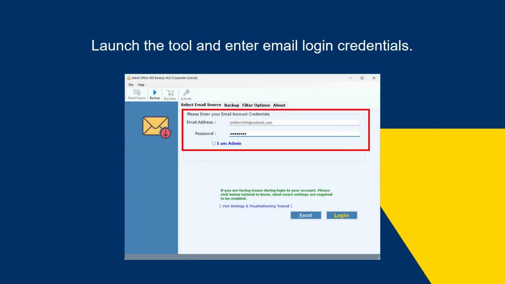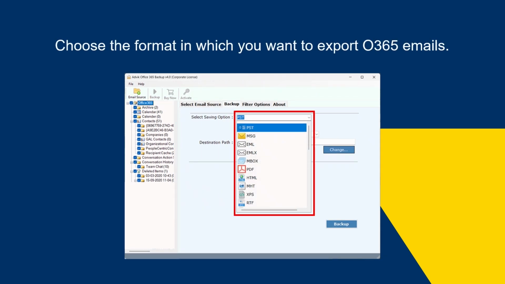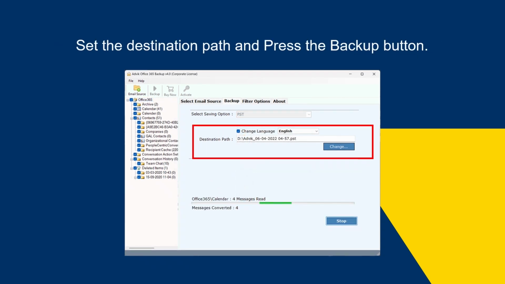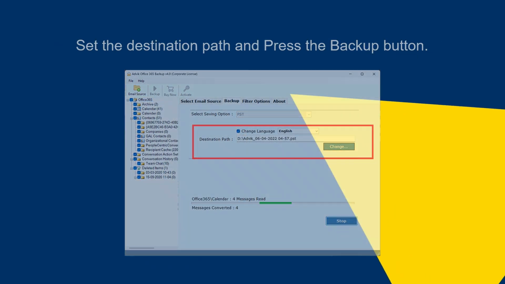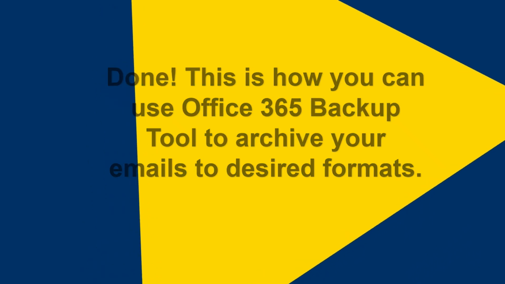Launch the tool and sign in using your Office 365 email credentials. Select the mailbox folders you want to back up. Now choose the format to export your Office 365 emails. Set the destination path and click the backup button. That's it. Your Office 365 emails are successfully saved in the selected format.